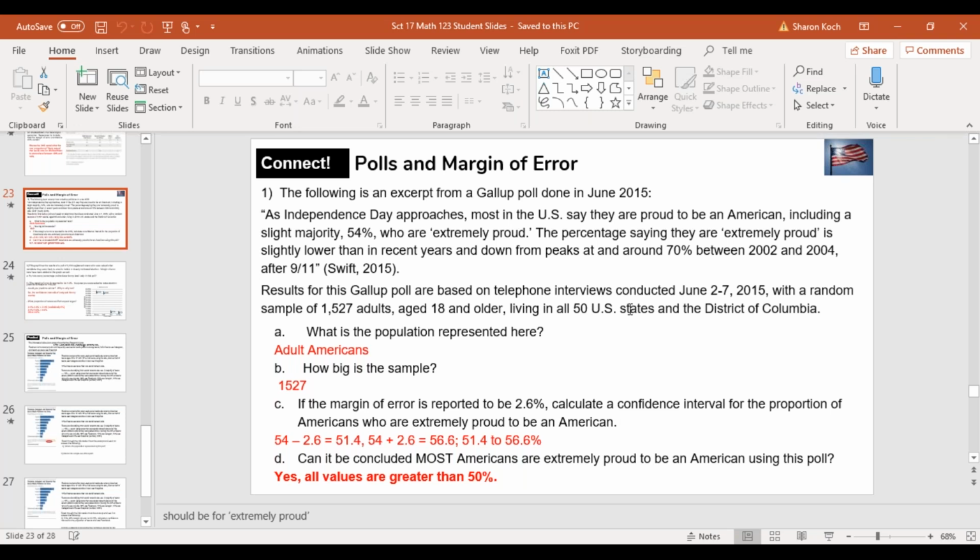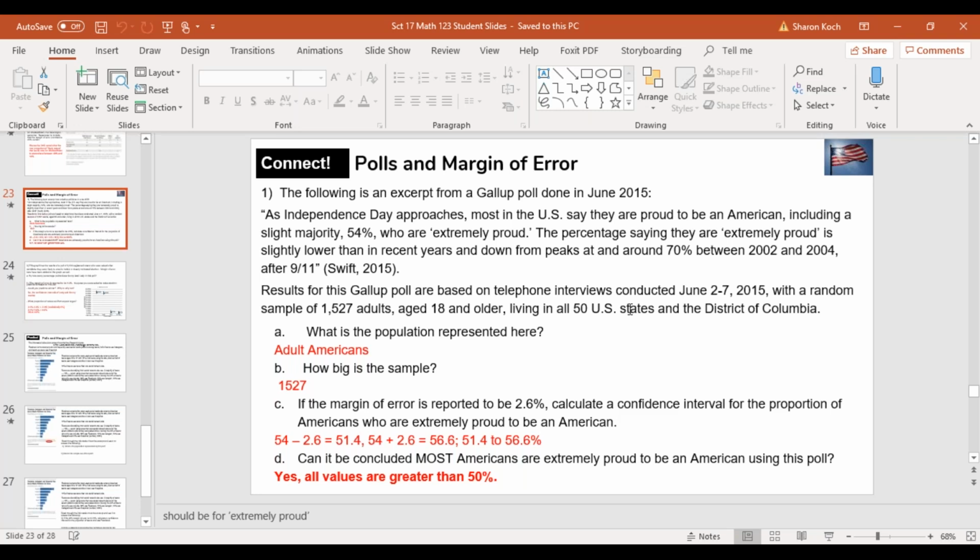Okay, so what is the population? Remember, the population is the big group. In other words, who or what was polled. Okay, so that's going to be a word. So American adults, or you can say adults 18 and older, something to that effect.